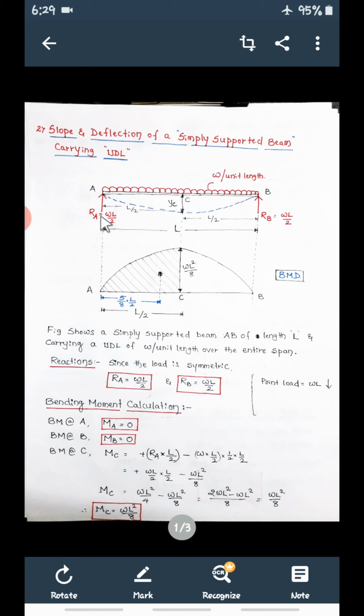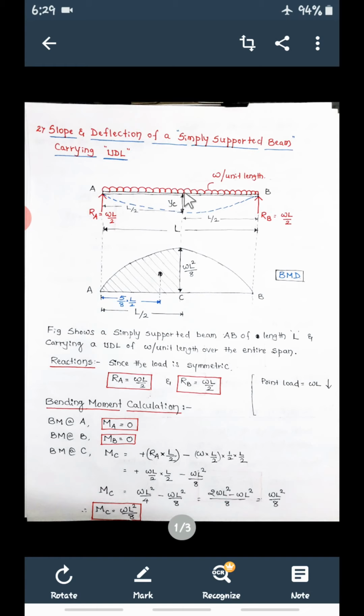Since there are two simple supports, reactions RA and RB will be there, and it is subjected to UDL. As we know, since the load is symmetrical over the complete span, the reaction will be total load divided by 2. So what is the total load now? Convert this into a point load. So small w, that is intensity, into span. So W into L will be the point load, acting here at the center.